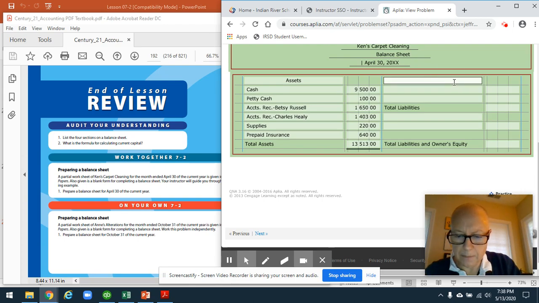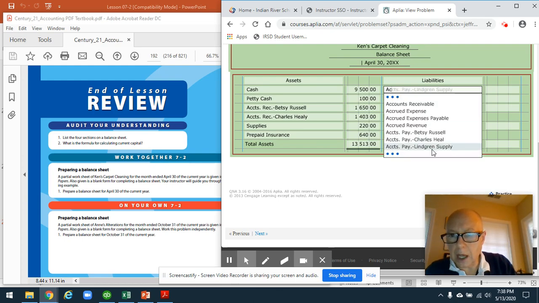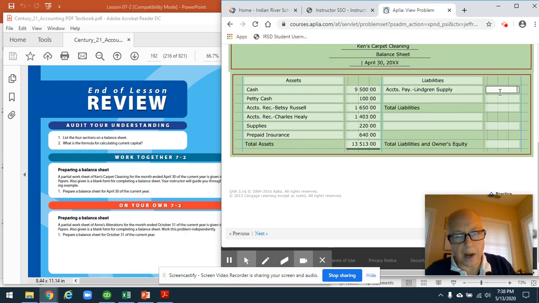So we'll go over here, liabilities. Okay. And what do we have here? According to our worksheet, we have some accounts payable. We got a lingering supply. There we go. That's our first one. Remember, alphabetical. So 548. So we pull the number straight out of the credit column.